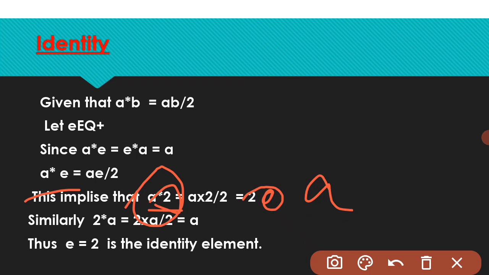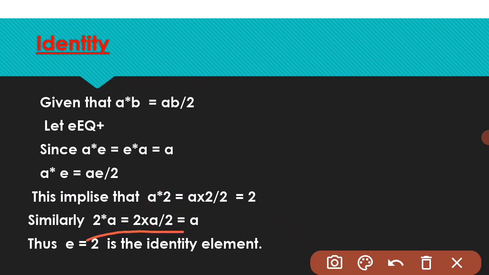This implies that when we put A on the right side and now we put A on the left side, 2 star A means 2 multiplied by A by 2, because this is the given condition. So 2 will be cancelled with 2 and the answer is A. This implies that E is equal to 2 is the identity element. Hence we found the identity element. It means the third condition holds.